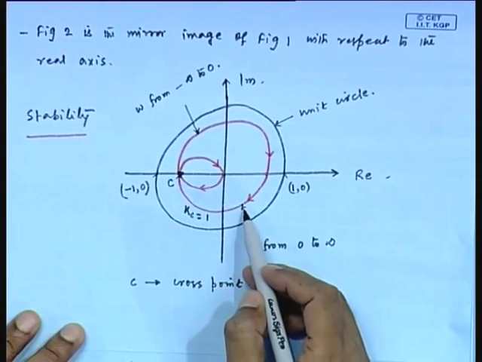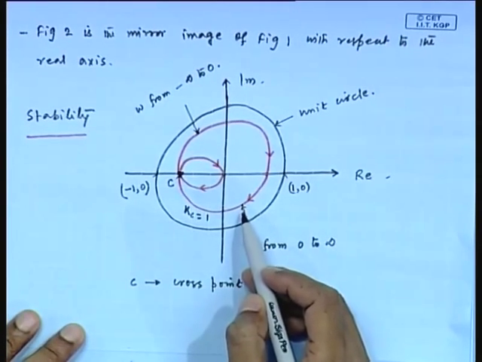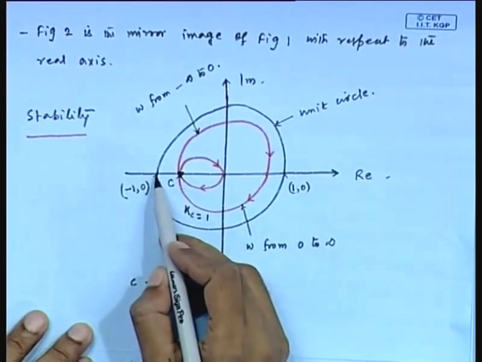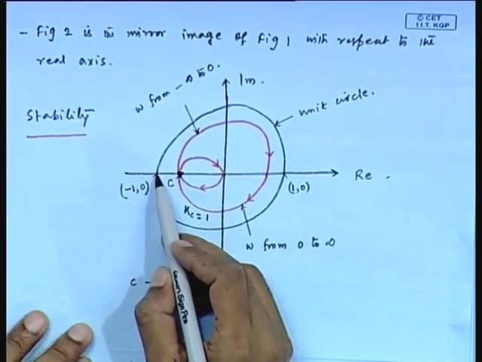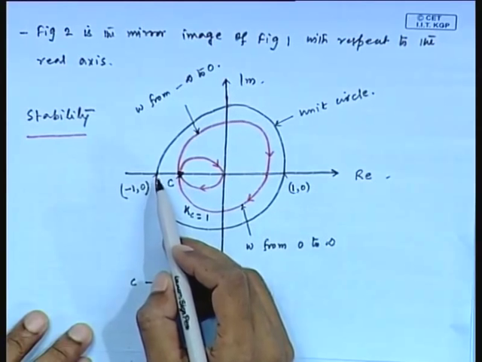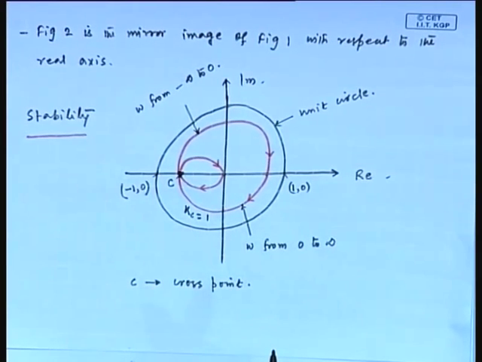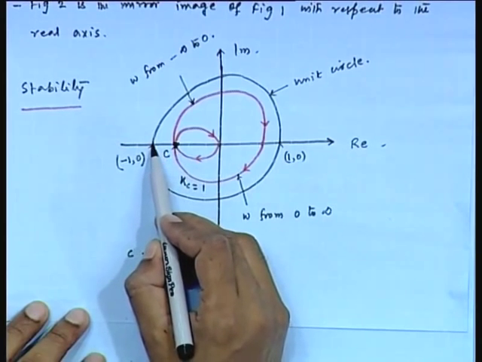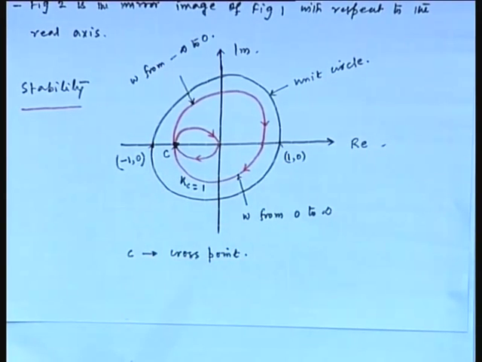We can define it in another way. You see, the polar plot corresponding to Kc equal to 1 does not encircle minus 1, 0. Therefore, the system with Kc equal to 1 is stable. That means the system is stable.